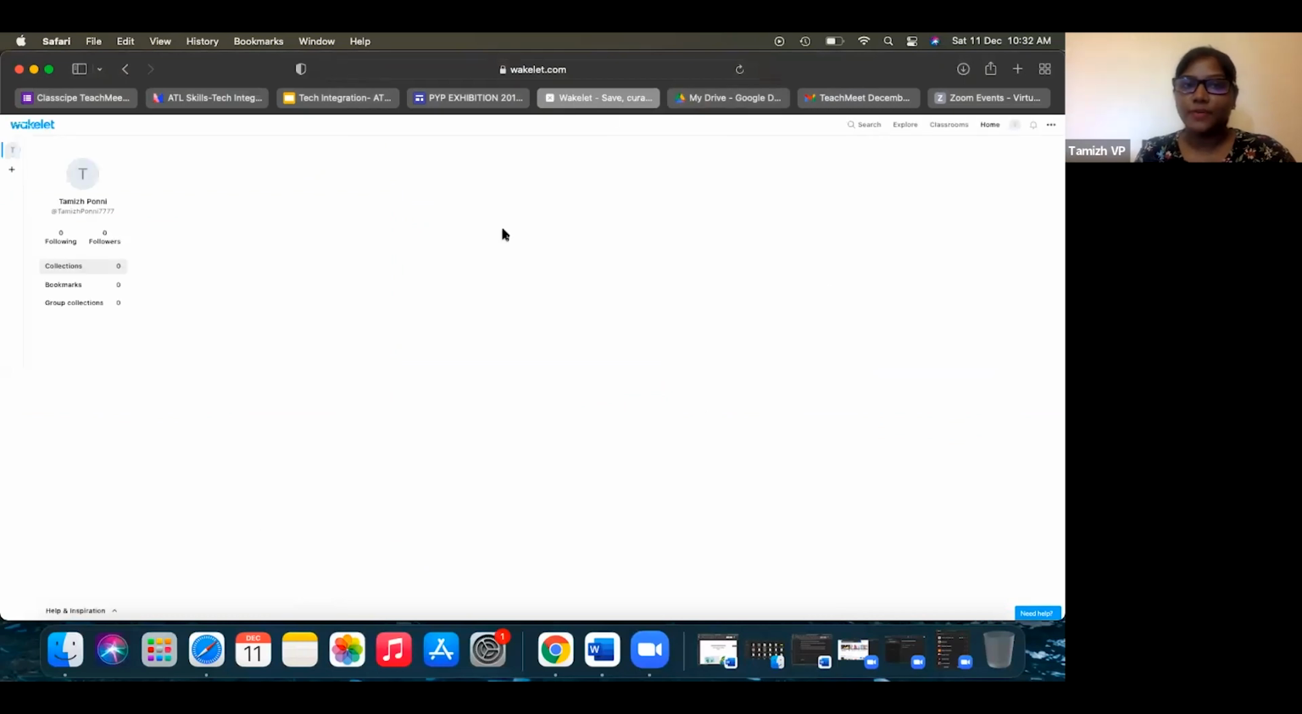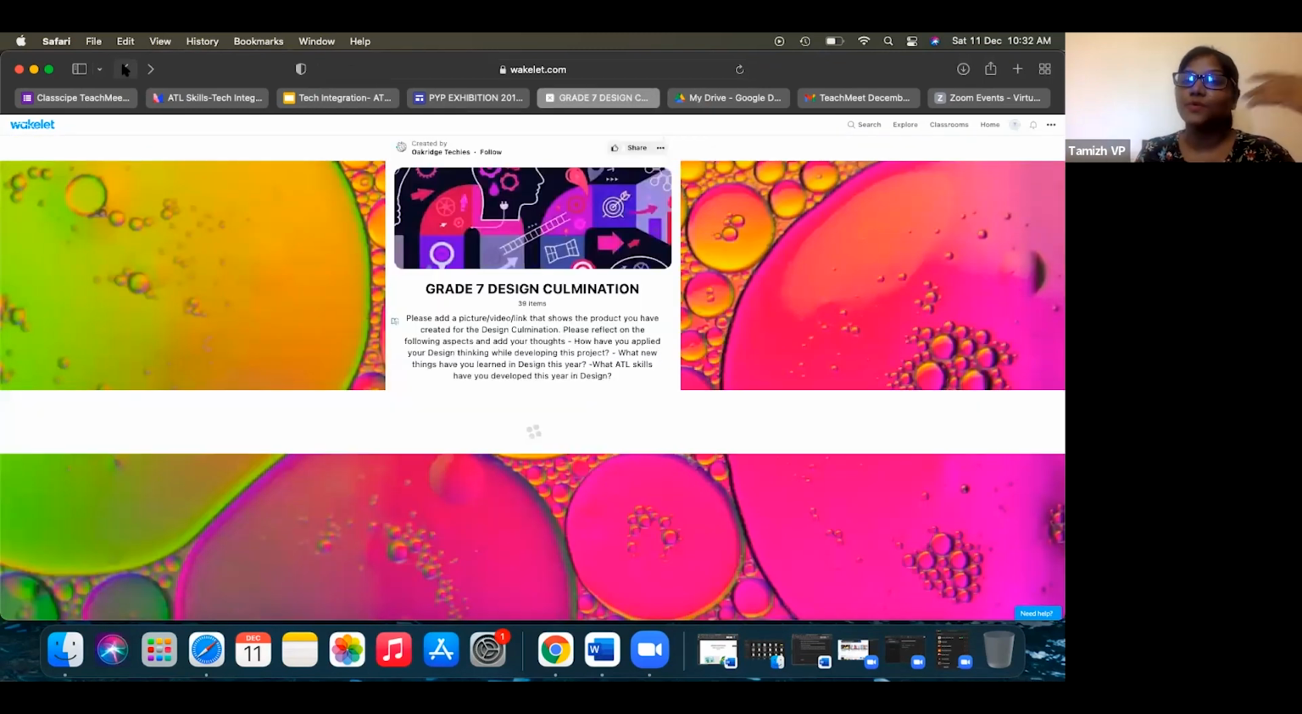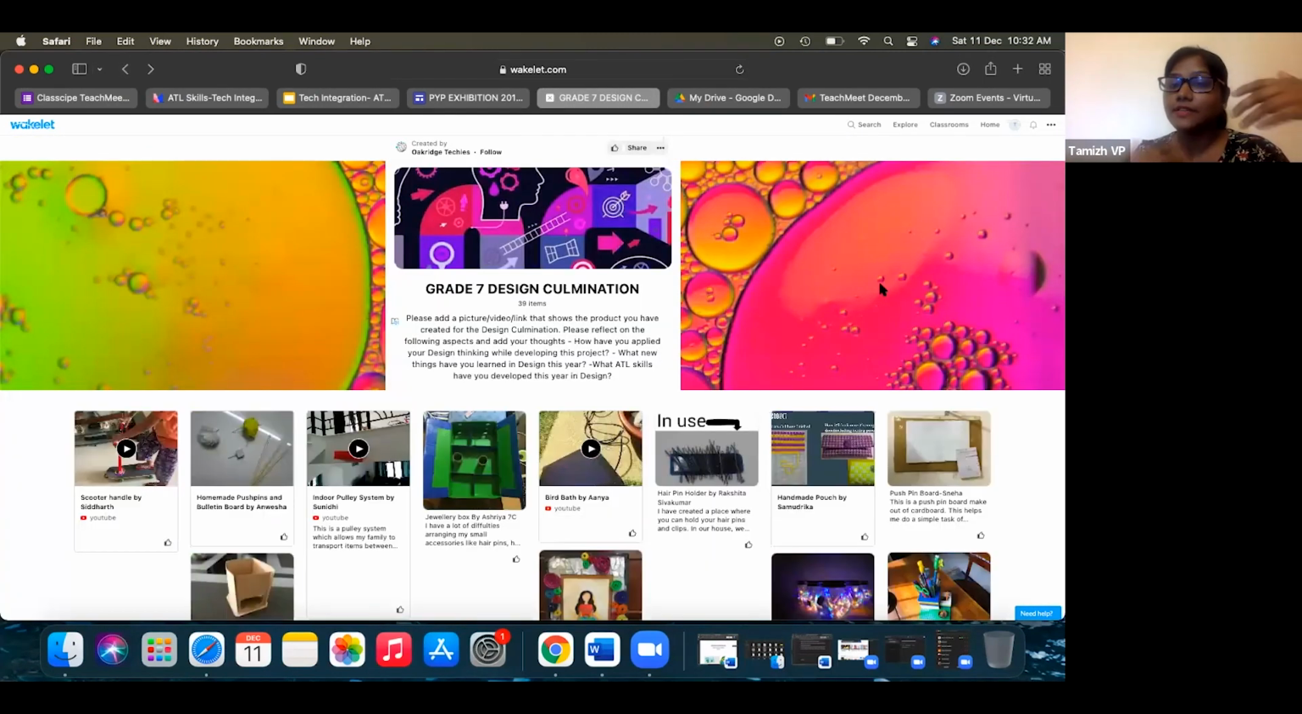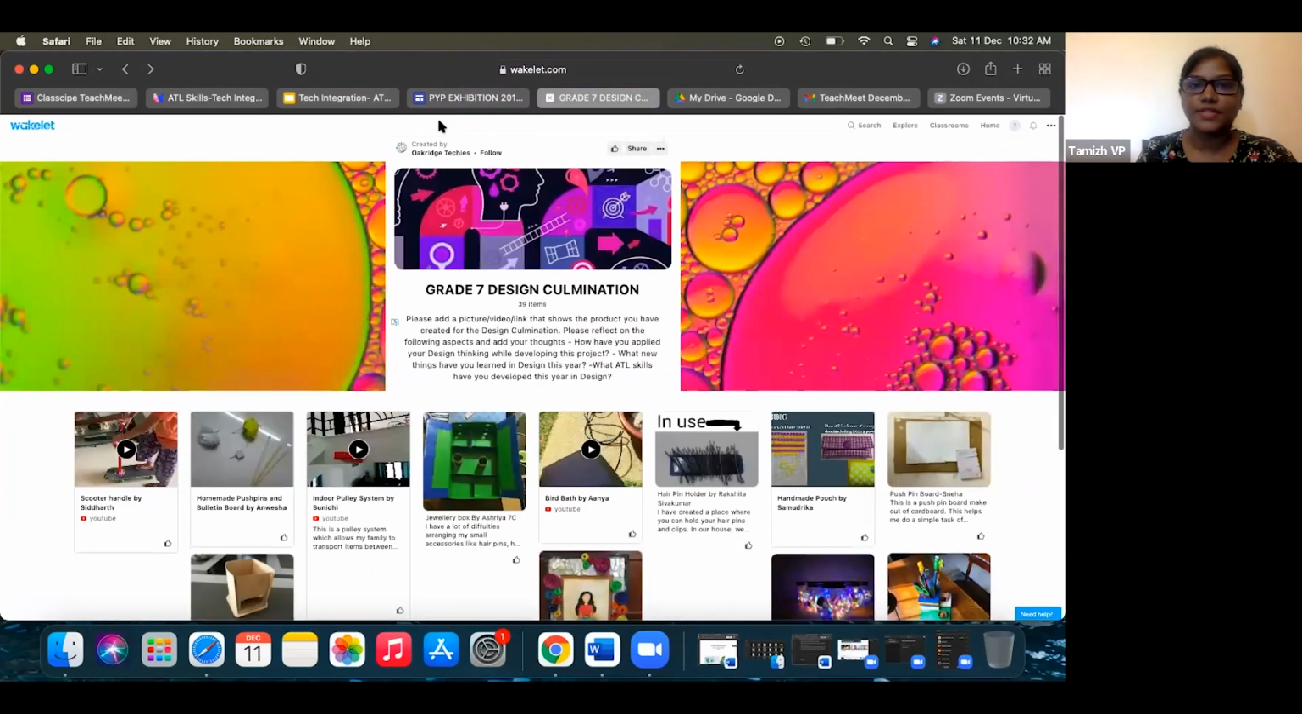So platforms like Wakelet help you organize information as a teacher in one place, and also the students can take a look at what the peers have done. They will learn how to appreciate what the other person has done as well. So this is one good tool that can be used.